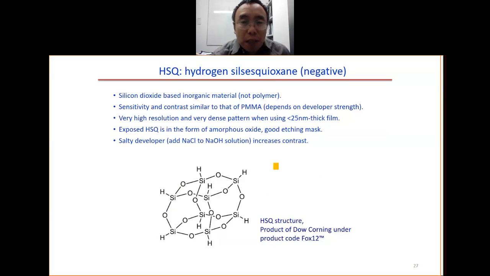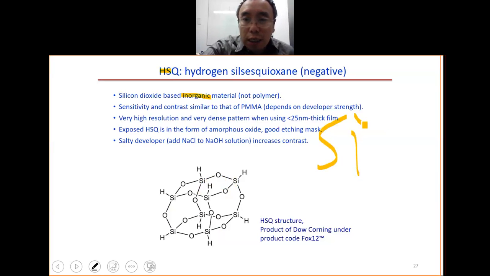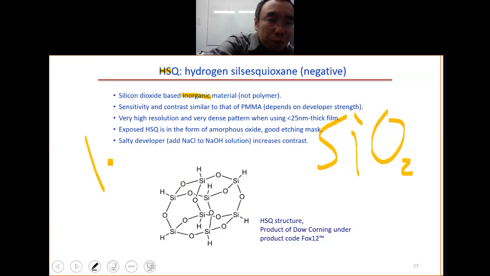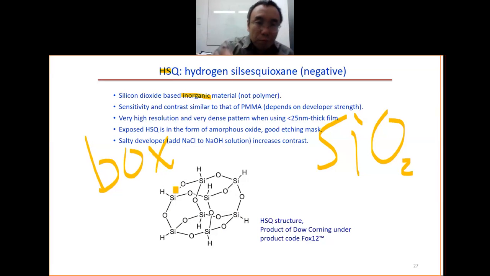The next example of the resist is HHQ, hydrogen silsesquioxane. You can see this one is very different from a polymer. First, it is an inorganic material. In the structure you see silicon, oxygen, silicon, oxygen, silicon. It is pretty much similar to SiO2. So the chemical structure is similar to SiO2, but it is like a box. This is what you can see, a box structure.